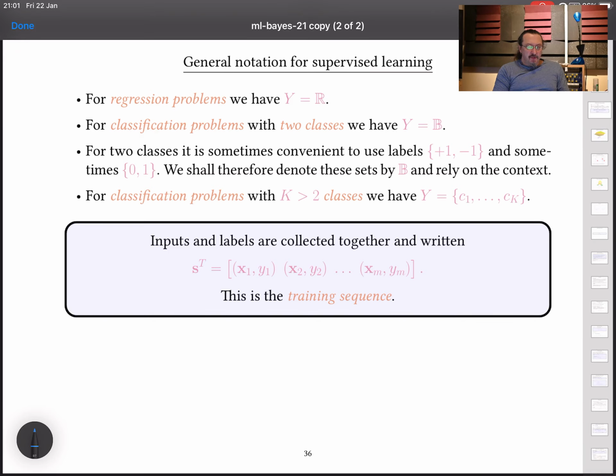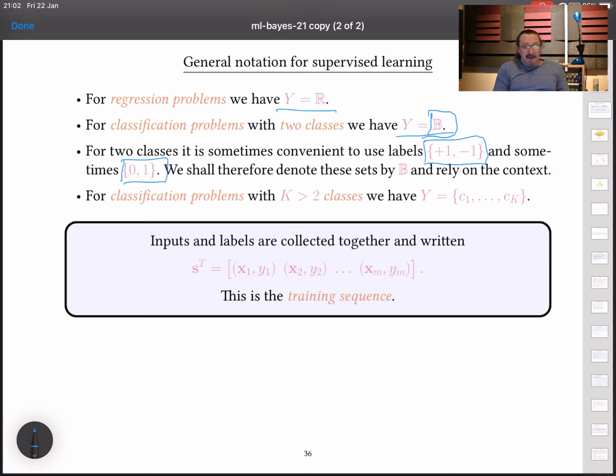So in general, for regression problems, we have the possible values for outputs are just the reals. For classification problems with two classes, I will say that our possible outputs are this Boolean set B here. Now, sometimes this set B will be +1 or -1, and sometimes it will be 0 or 1. The reason that I use two different definitions for that, depending on what I'm talking about, is that some training algorithms are much easier to express with one than the other.